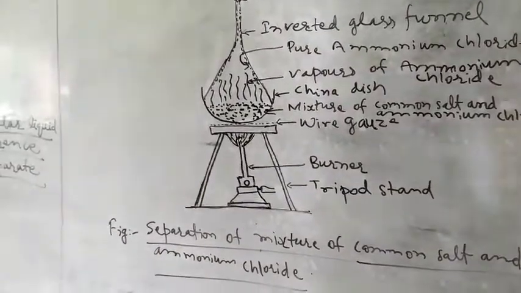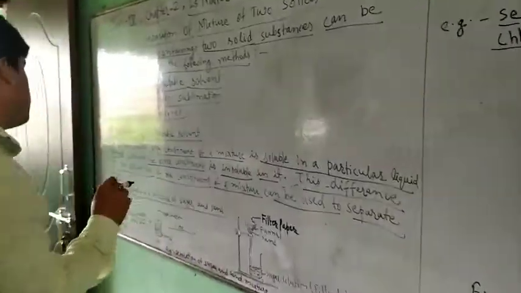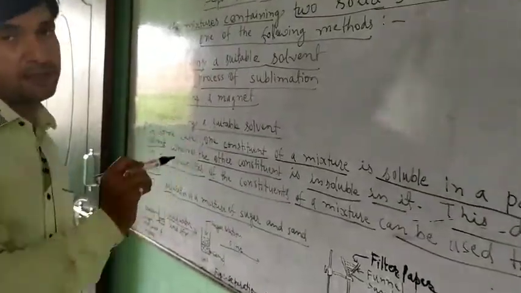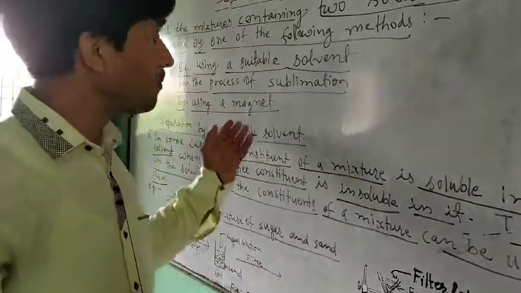So in the next class we will explain the third process by using a magnet. We separate a solid from another solid by the method of magnetic separation.